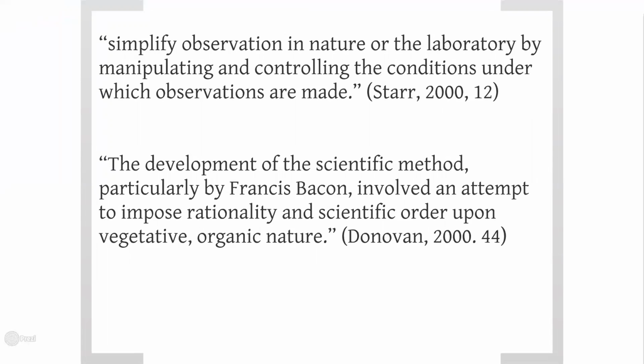The scientific method, as all of you told me, we come back to the fact that we're controlling the experiment. This is actually interesting. This is a passage from one of the Gen Bio books. As you can see, it's one of the older Gen Bio books, but I thought it was an interesting one to pull out because in the beginning of the book, of course, they cover the scientific method and they talk about what it means. So, simplify observations in nature or the laboratory by manipulating and controlling the conditions under which observations are made. This quote really nicely adds that other layer of what it means to do science.